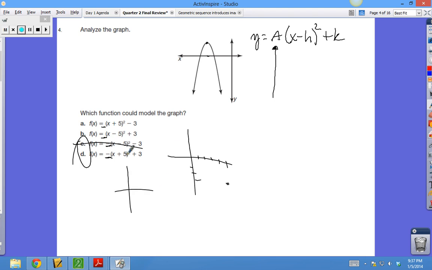D, let's check D. Plus 5 means go left 5. Go left 5, up 3. Yep, that could be D.